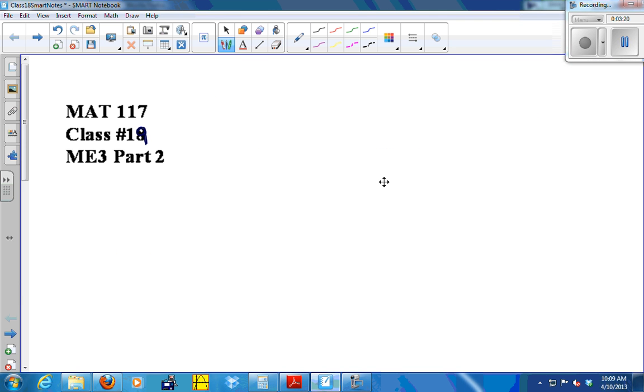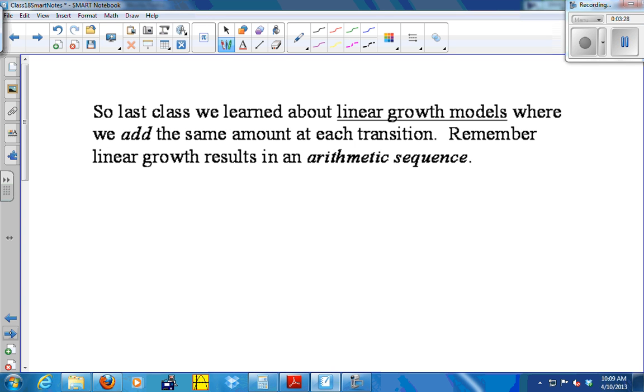All right, so moving to class 19. We're still in mini excursion 3, population growth. And last class we talked about linear growth models. So that's where you add the same amount at each transition. So you have a common difference. When you subtract any 2 successive populations, you always get the same amount. So linear growth results in what we call an arithmetic sequence. So they're almost synonyms, linear and arithmetic, like mean basically the same thing. Okay, so this was last class's stuff. Always add the same amount.